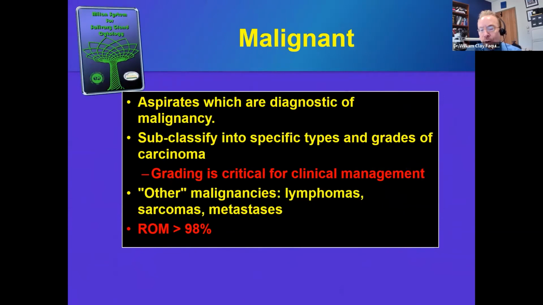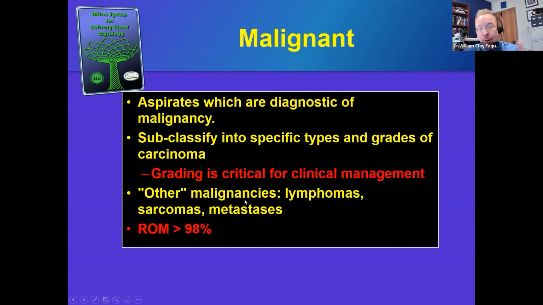So let me say a few words, since we're on the malignant topic, about the malignant category in the Milan system. Obviously, these are aspirates where we are certain that we're dealing with a malignancy. When possible, you should try to subclassify your tumor into a specific type, and when possible, into a grade. Grading can play a critical role in guiding the management, as I described earlier in this talk. If it's high grade, there may be a very radical approach to the treatment versus something that's low grade.